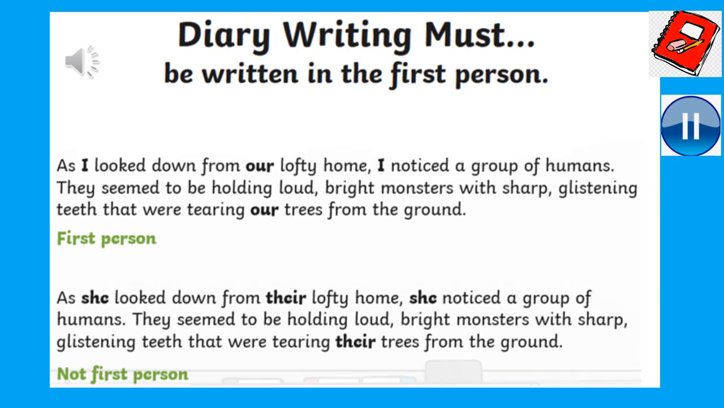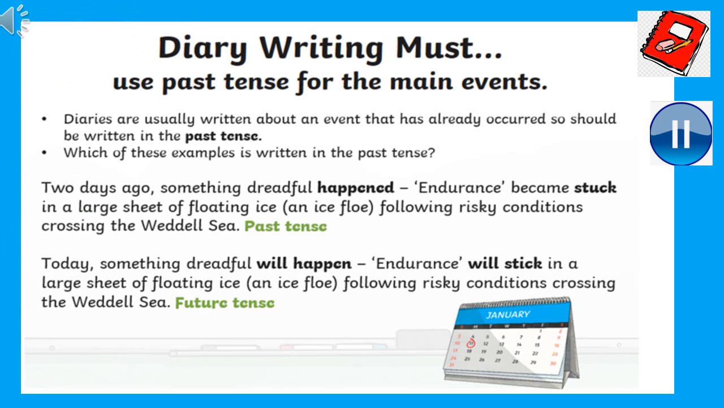Because it's a diary, it also needs to be written in first person. So you'd use the words I or we or my, personal pronouns. Have a look at these examples for first person and an example of how you wouldn't write. And of course, diaries tell us about the events that have already happened, so should always be written in past tense. Look at these examples to help you out with that.